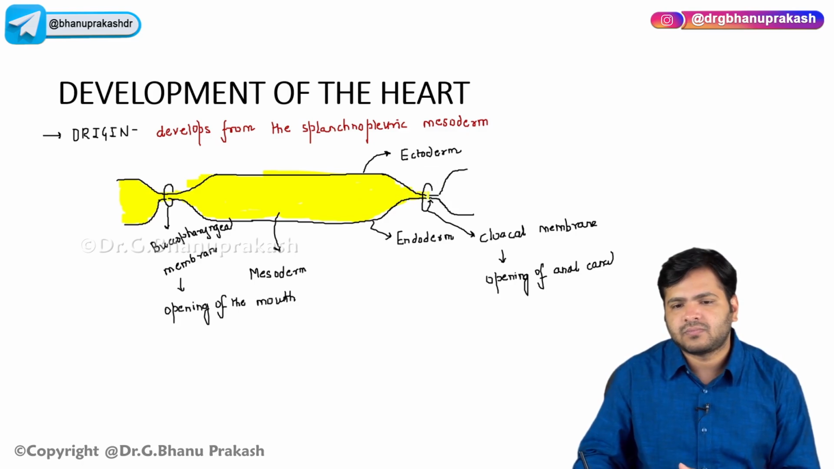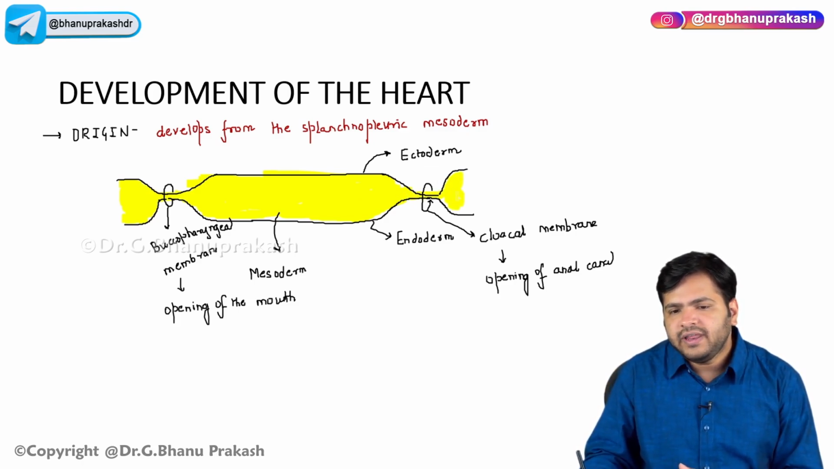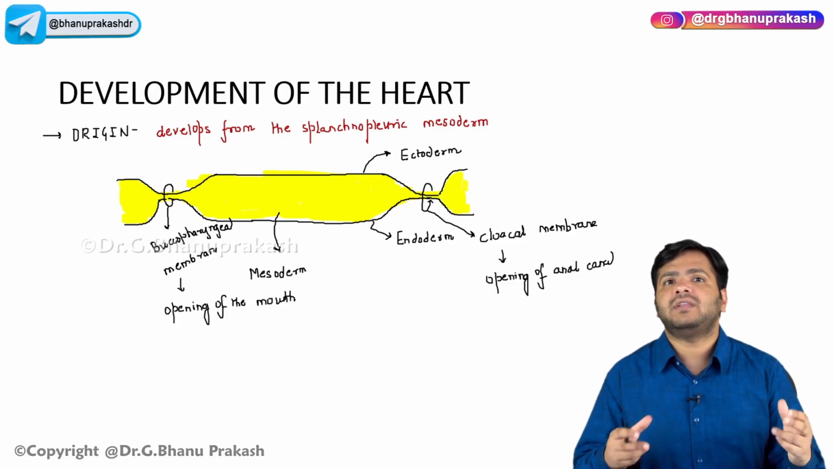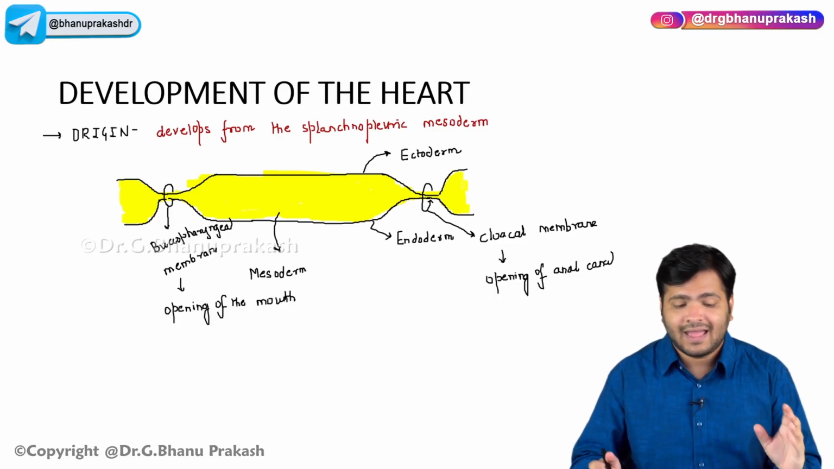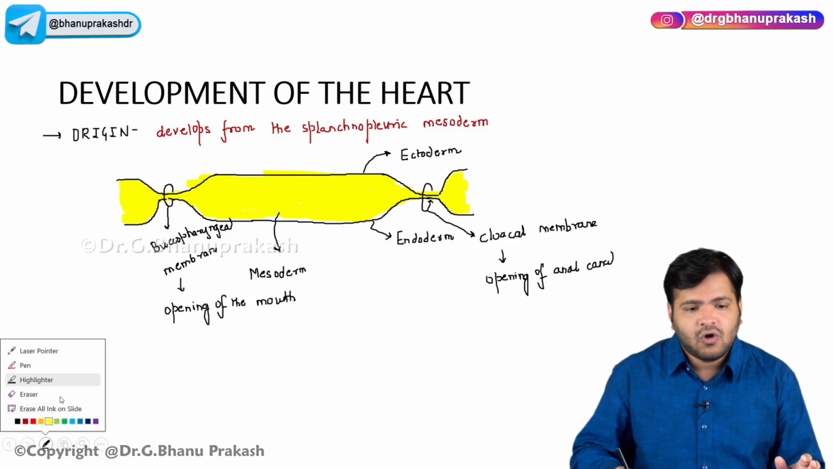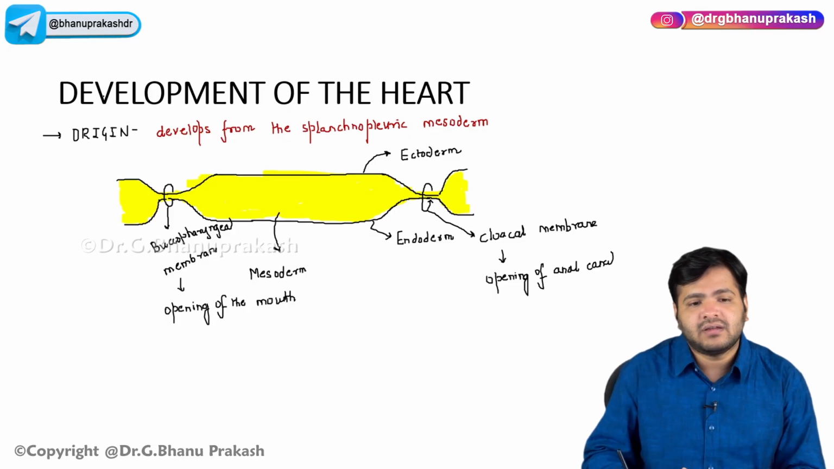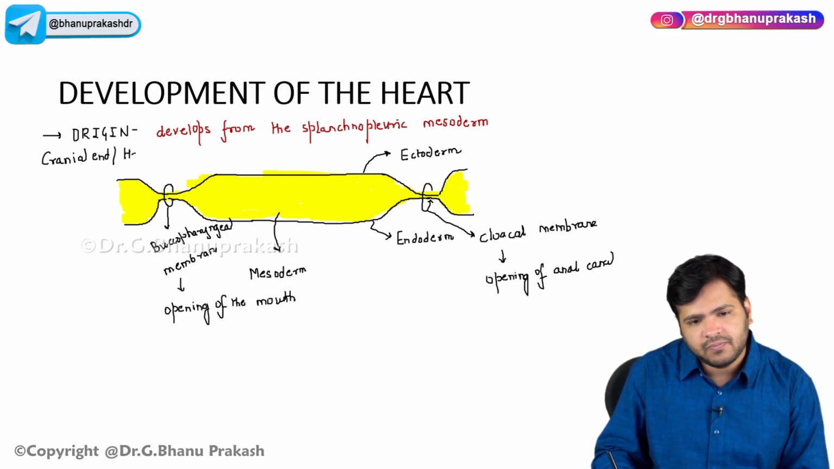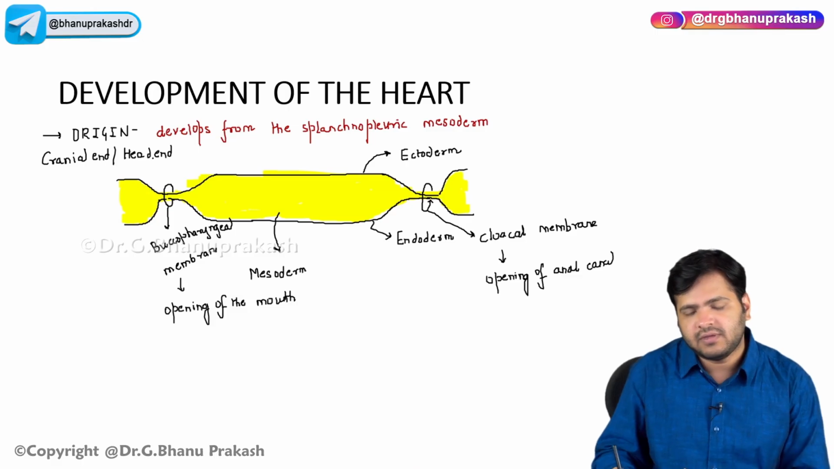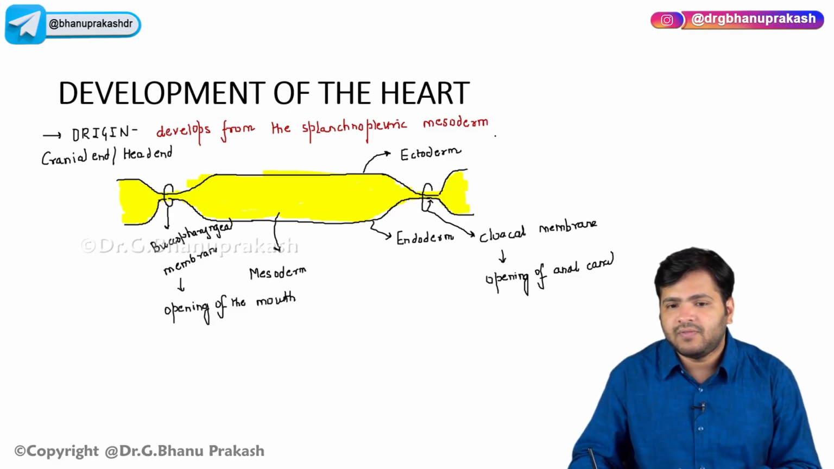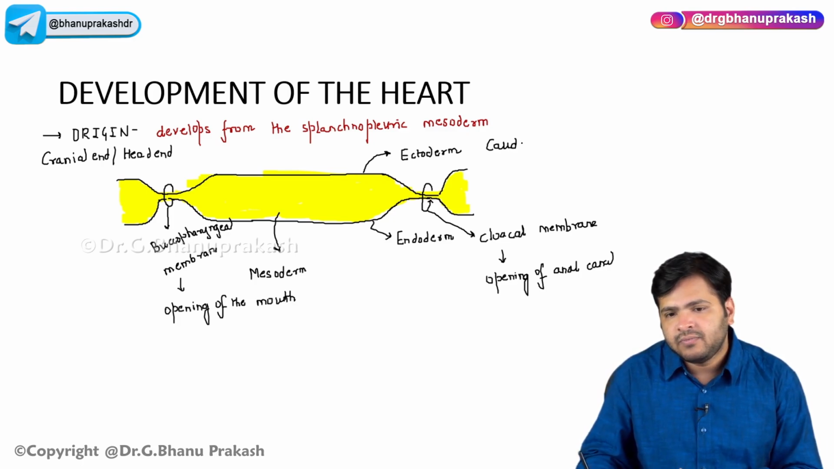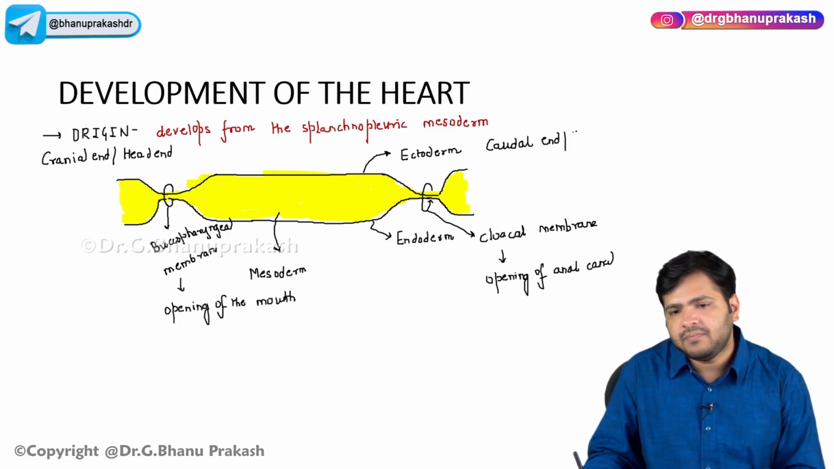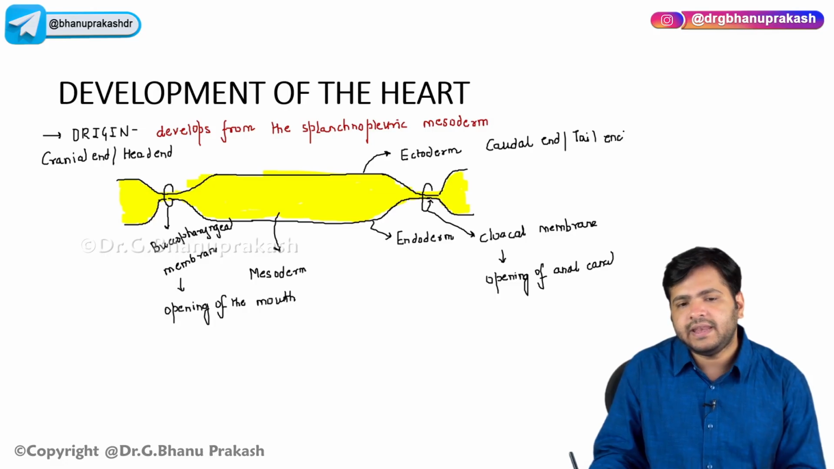So you already know the buccopharyngeal membrane is towards the procordal plate, and I have already told you that the procordal plate is the one which decides the cranial end of the embryo, or the head end of the embryo, whereas the other end will be the caudal end or the tail end of the embryo.